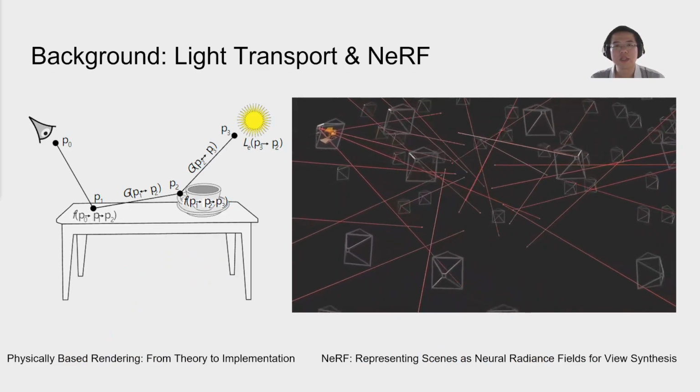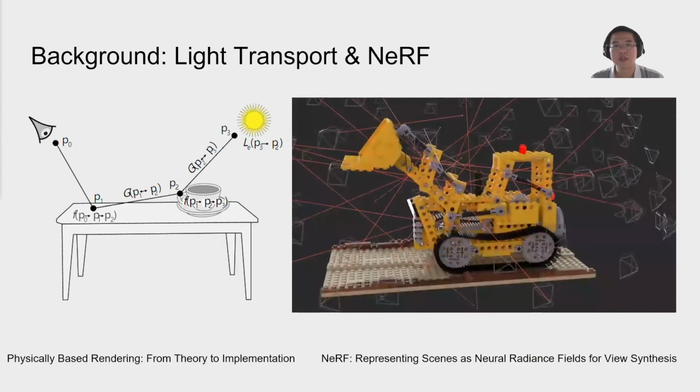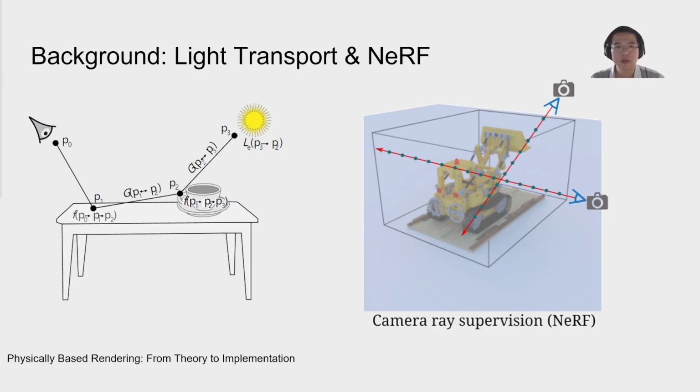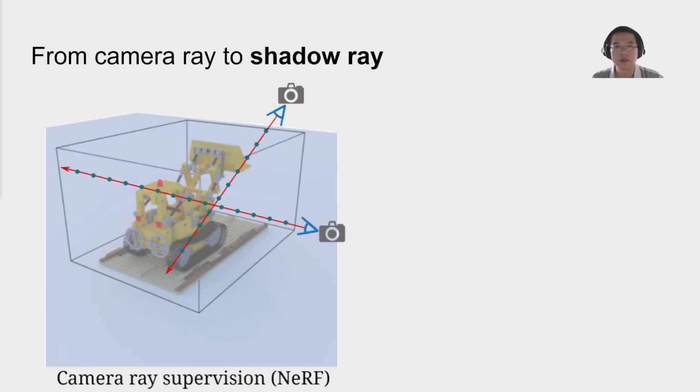NeRF is a representative neural field method which incorporates a part of physics-based light transport into neural fields. Light transport describes the process of light traveling from the light source to the scene and then from the scene to the camera. NeRF focuses on the latter part of the process. It simulates the rays starting from the camera and uses captured images to supervise the camera rays from different viewpoints, thus optimizing the neural scene representation.